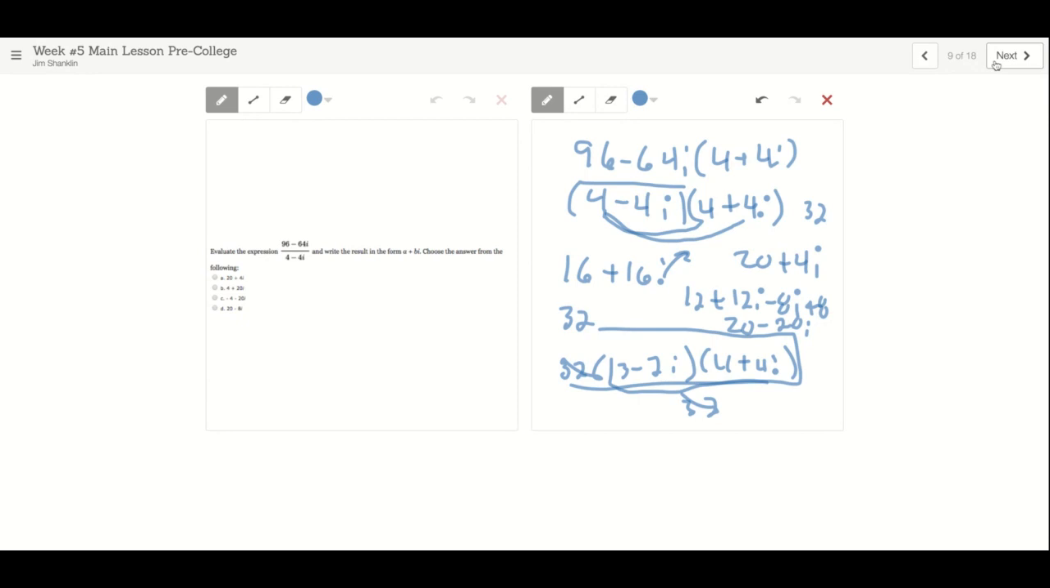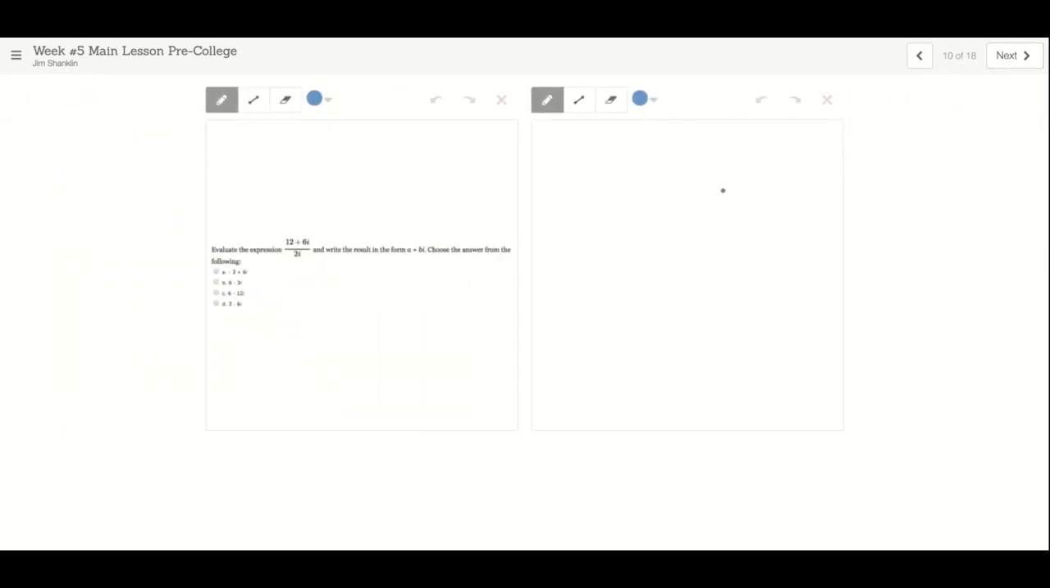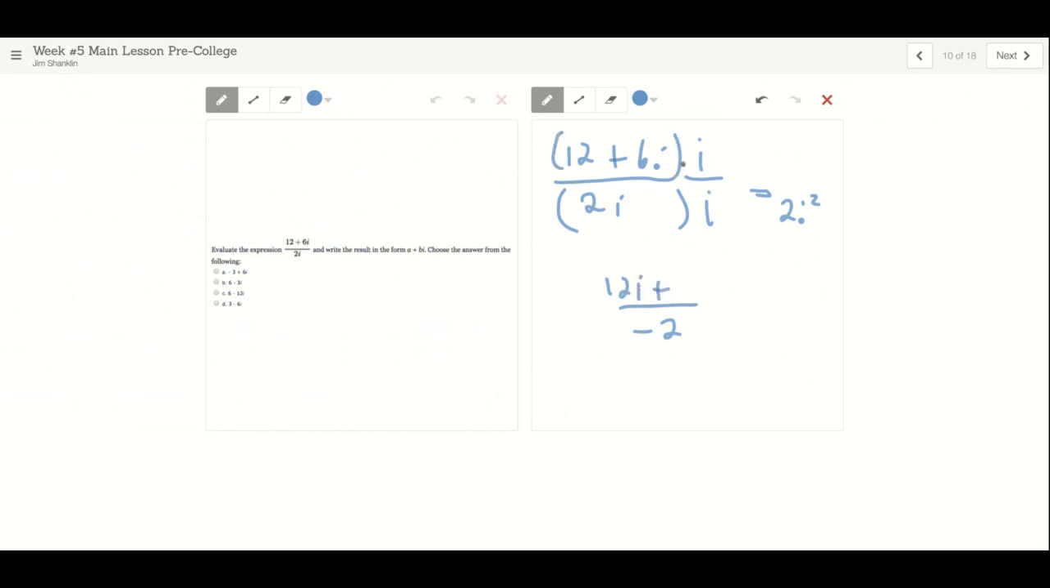All right, let's try the next one here. Now this one is way easier. This one you don't have to multiply through by the conjugate, because I have 12 plus 6i over 2i. If I just multiply top and bottom by i, because remember, our goal is to get the i out of the bottom, then 2i times i is 2i squared, which would give me a negative 2 on the bottom. And if I multiply the top, I'd end up with 12i plus 6i squared, which is negative 6, isn't it?